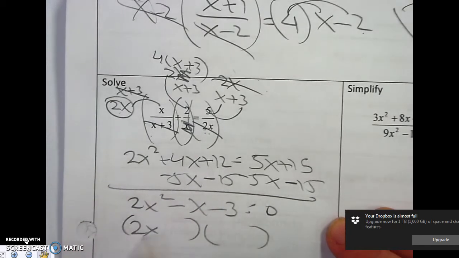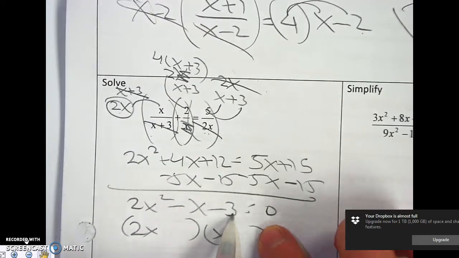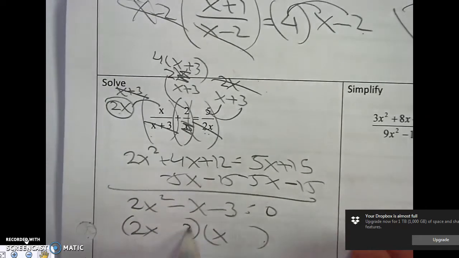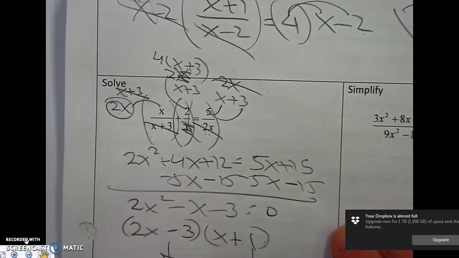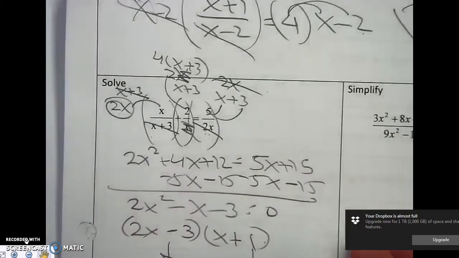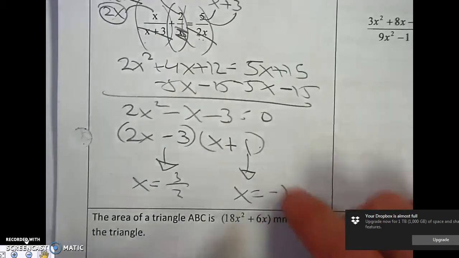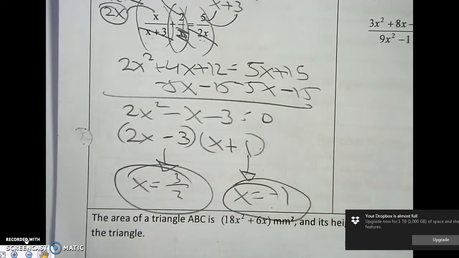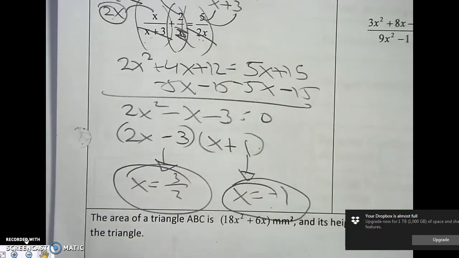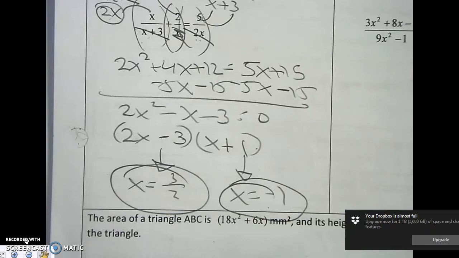The only way to get 2x squared is 2x and x. The only way to get 3 is 3 and 1. I know that the 3 goes here and the 1 goes here. Positive, I set that equal to 0. X equals 3 halves. X equals negative 1. I check for extraneous solutions. Negative 1, good to go. 3 halves, good to go. I'm good to go. Okay? Let's go to the next one.